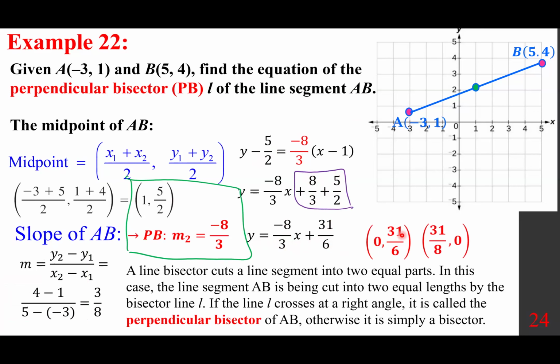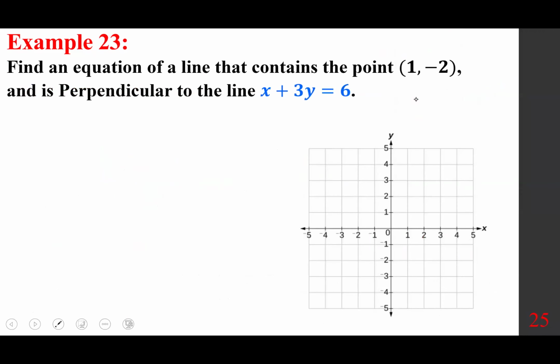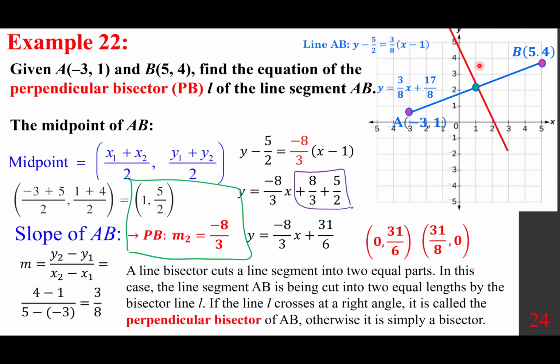Now 0 comma 31 over 6 is clear. I'm going to leave it for you to figure out the x-intercept at 31 over 8, actually. So I highly recommend you come up with the answer here, okay? And then if you plot, you can get the line. Needless to say, we already have this point. One more point will do the job, and that would be the line roughly. It may not be to scale, and this is the line AB, equation 3 over 8 times x plus 17 over 8, and this is the perpendicular bisector having this equation.